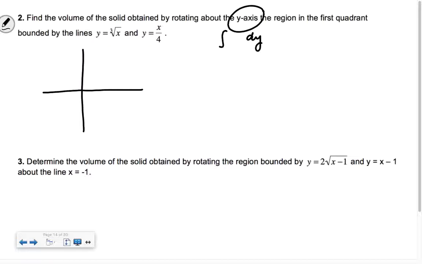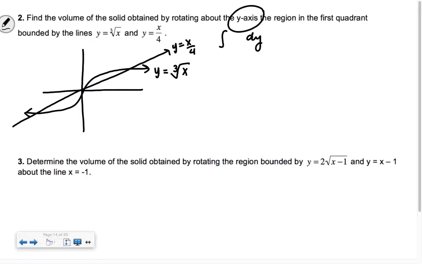The region in the first quadrant bounded by the cube root of x, which looks like this, and y equals x over 4, which looks like this. Now, when I see that I'm integrating with respect to y, I should rewrite these equations because I want x equals and then equations that have y's in them, right? So I want to solve this first one. So it's going to be x equals 4y, and I want to get this other one. So it's x equals what? y cubed, right? That's what we're using as our functions.